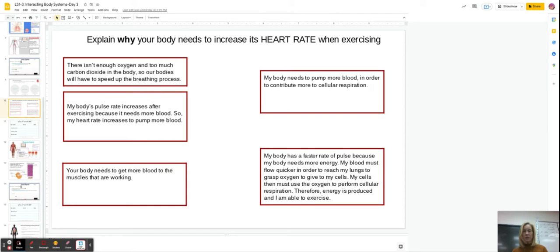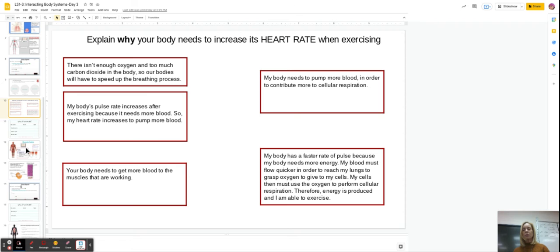So let's look at the last response. My body has a faster pulse rate because it needs more energy. My blood must be quicker in order to reach my lungs to pick up the oxygen and give it to my cells. My cells must use the oxygen to perform cellular respiration. They also need the glucose that's in the blood. Therefore, energy is produced and I'm able to exercise. What they also should have included is the fact that the carbon dioxide, the waste product, is increasing, and they needed to get that away from their cells, bring it back to the lung to exhale. So I'm just trying to get you closer to what I'm looking for.